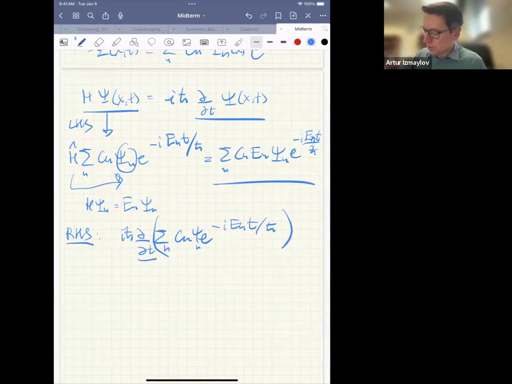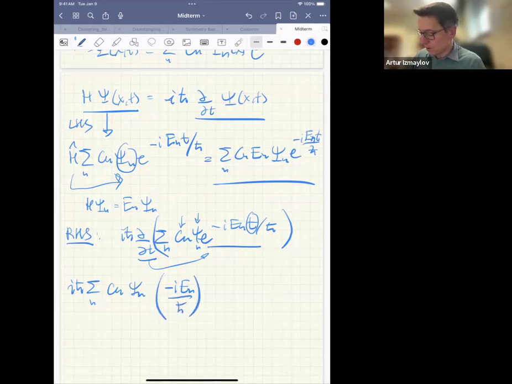And every time we differentiate, differentiation acts on the exponential function only, because neither the coefficient nor the wave function is time dependent, so they are like constants in time. And so we have i h bar sum over n Cn psi n, and here when we differentiate with respect to t, we get minus En i divided by h bar, and the exponent.